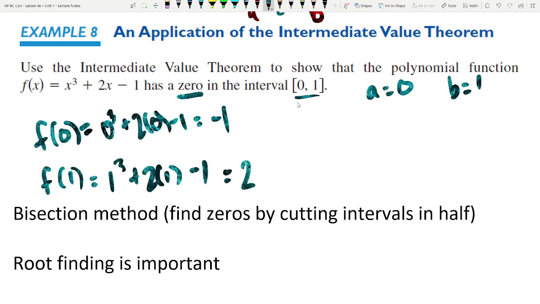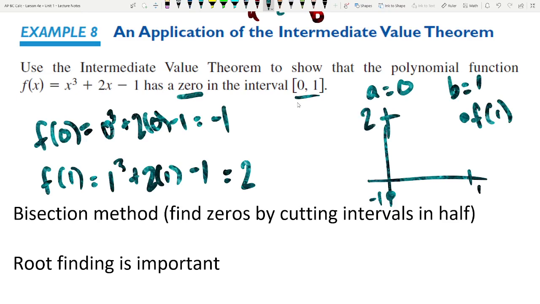We get 2. So if we're going to draw a picture of this, that means that at 0, our function f of x is evaluated at negative 1. And at 1, at our x value of 1, our y value is positive 2. Since we know this is a polynomial, we know that there is continuity in between 0 and 1.